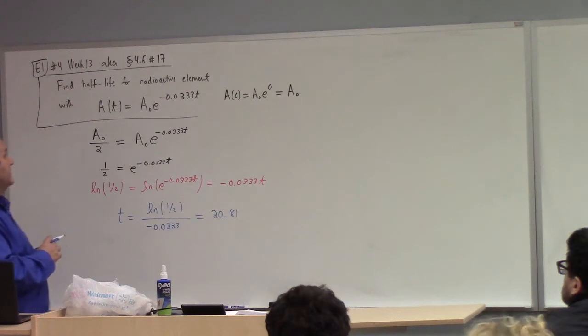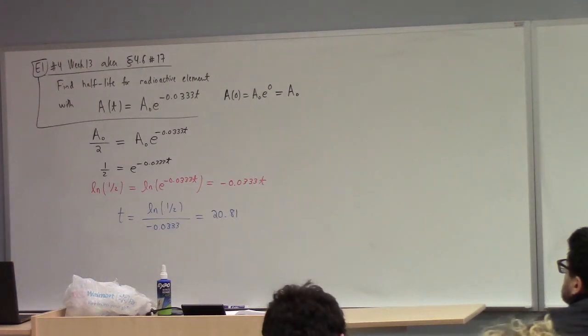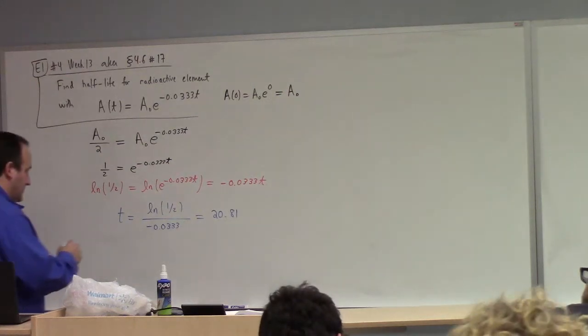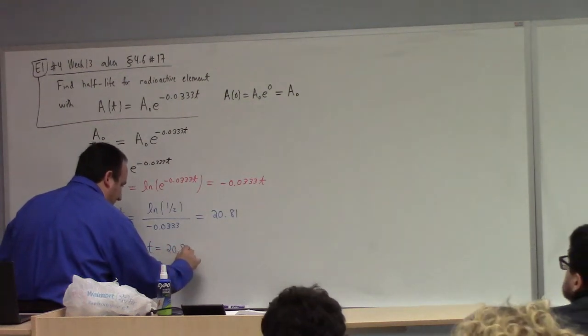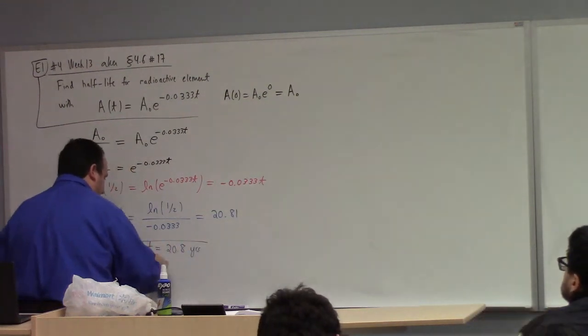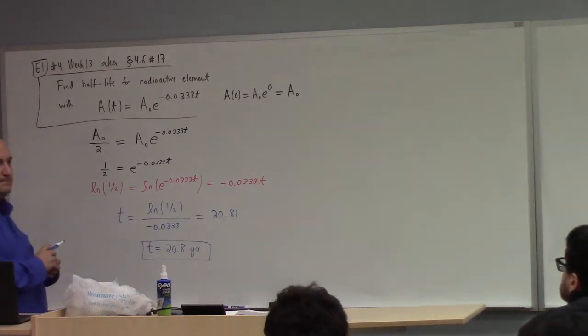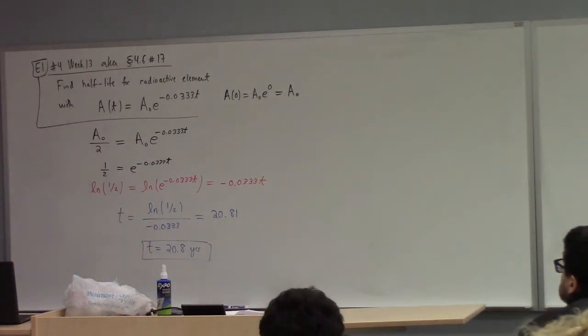Now, if you read the problem, it says round to the nearest tenth of a year, right? So the nearest tenth of a year is 20.8. 20.8 years would be the half-life here, right? So that's essentially number 4 in the week 13 homework.